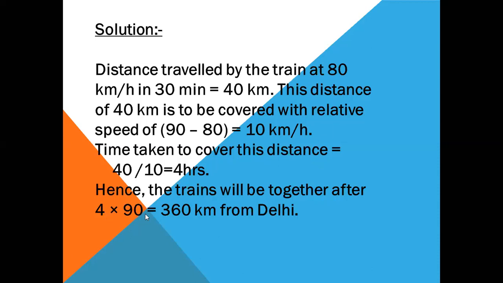So after 4 into 90 is 360 kilometers from Delhi, because the first train is moving at a speed of 90 kilometers per hour. So 90 into 4 is 360. So you can say 360 kilometers from Delhi, the two trains will be together. In this question, this point is important: if we use the concept of relative speed, both trains should start at the same time.